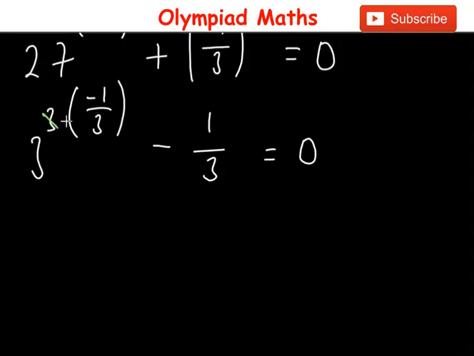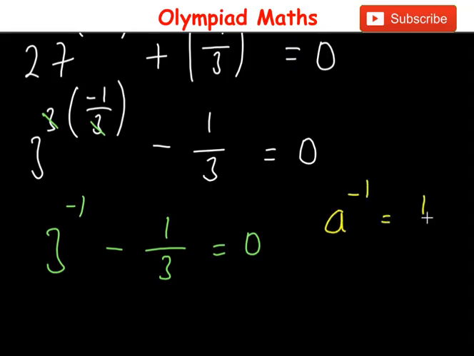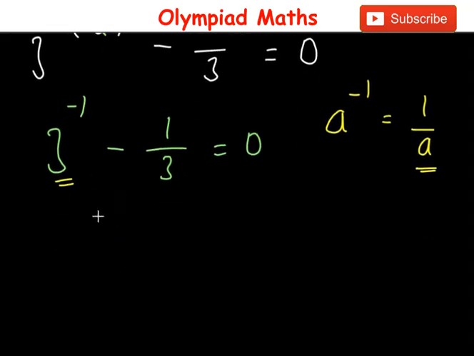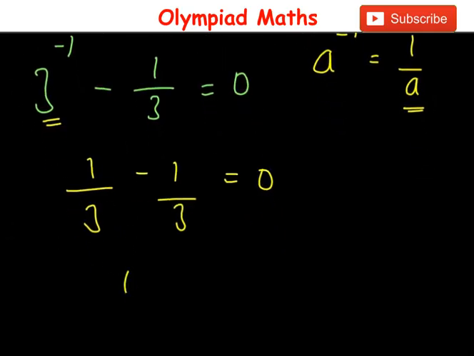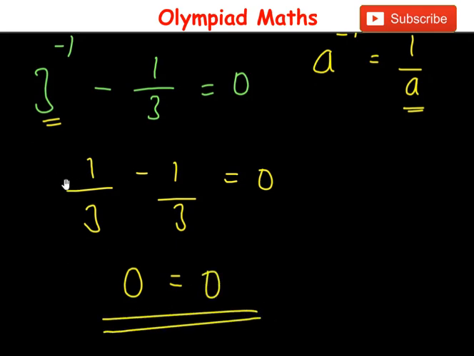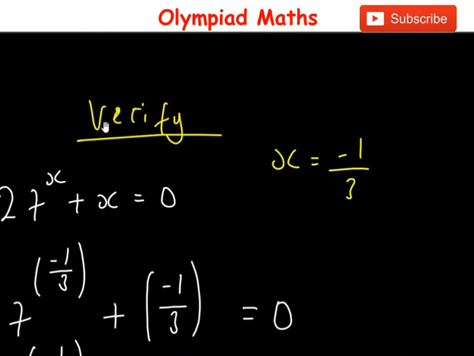From here, power 3 will cancel this 3. We are left with 3 raised to power minus 1, then minus 1 over 3, which equals 0. Following this rule of indices, that if you have a raised to power minus 1, this equals 1 over a. Applying it right here, this then becomes 1 over 3 minus 1 over 3, this equals 0. So subtracting these two fractions, we have 0, which equals 0. Now, since they are equal to each other, this means that the value of x that we got, minus 1 over 3, is the correct solution for the given question.